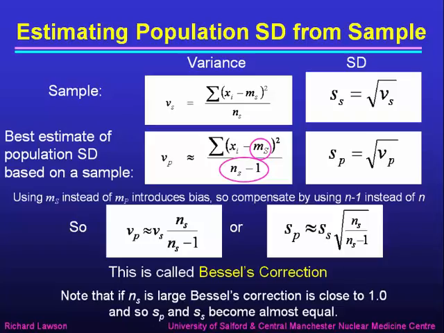Note that ns over ns minus 1 is going to be quite close to 1 if ns is large. The bigger ns is, the smaller the difference between ns and ns minus 1, and so in that case Bessel's correction becomes very close to 1 and SP and SS become almost equal. So this correction really only matters when the sample size ns is relatively small.